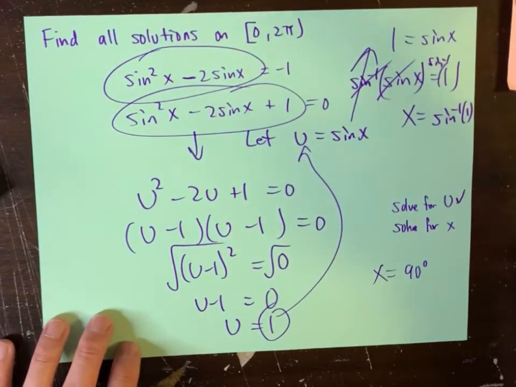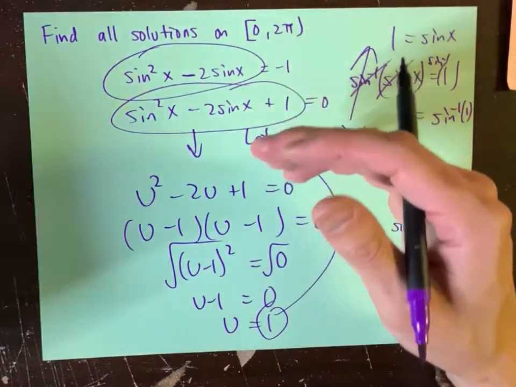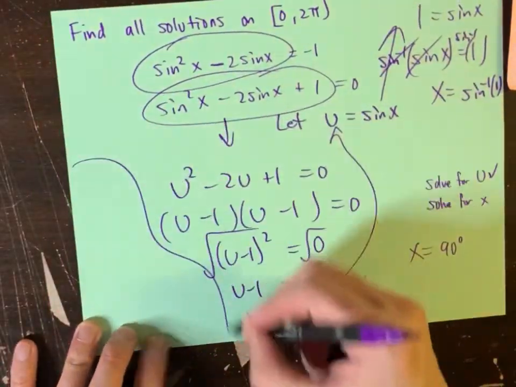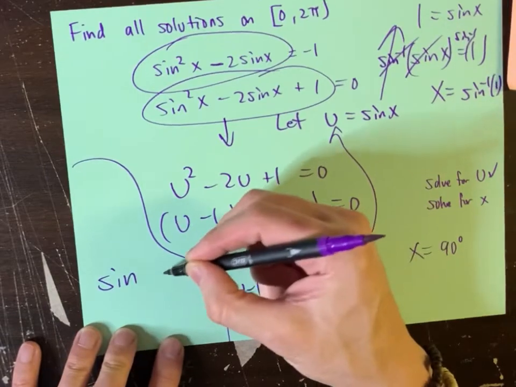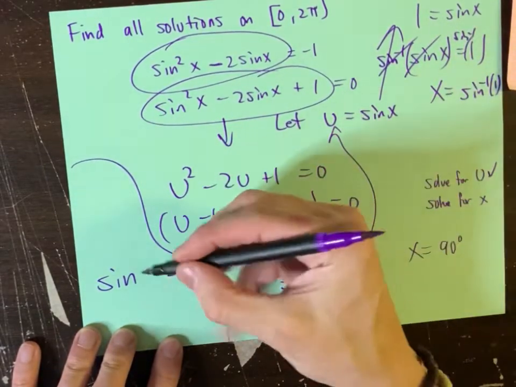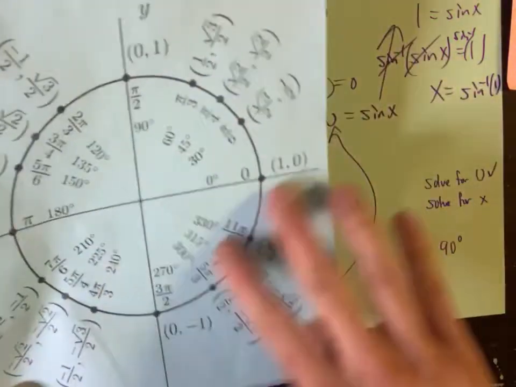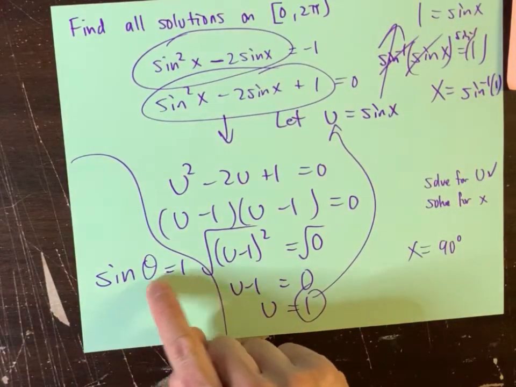Now a common question could be, is there another answer? Is there another angle in here that satisfies this equation? The equation we're looking at is sine equals 1. Instead of x, I'm going to replace it by theta. So the question is, is there another angle theta in here where the sine of theta equals 1?